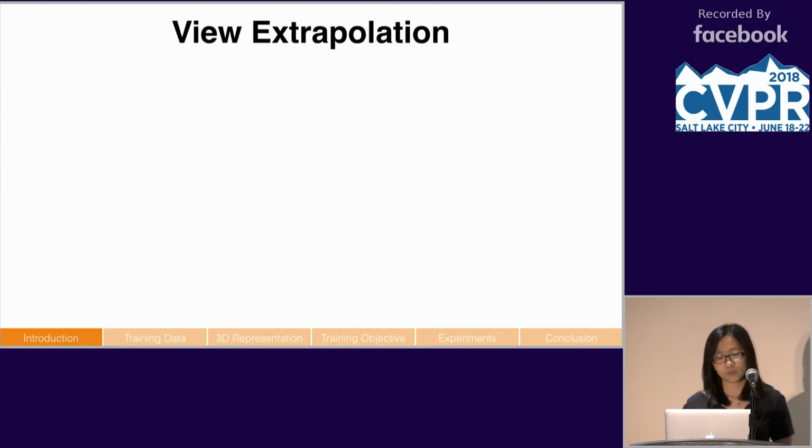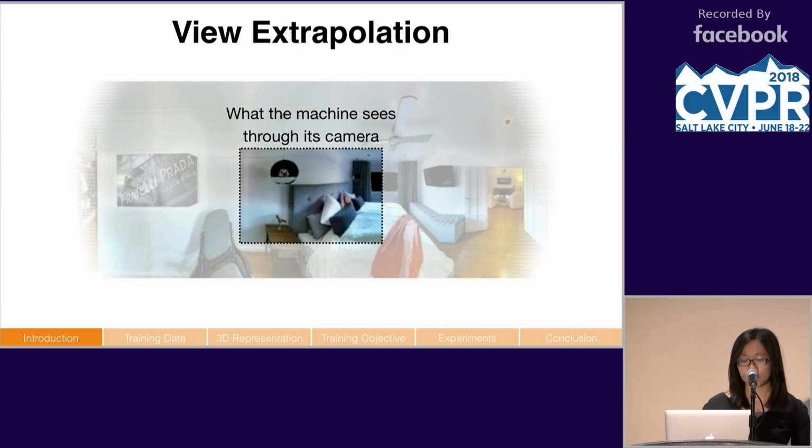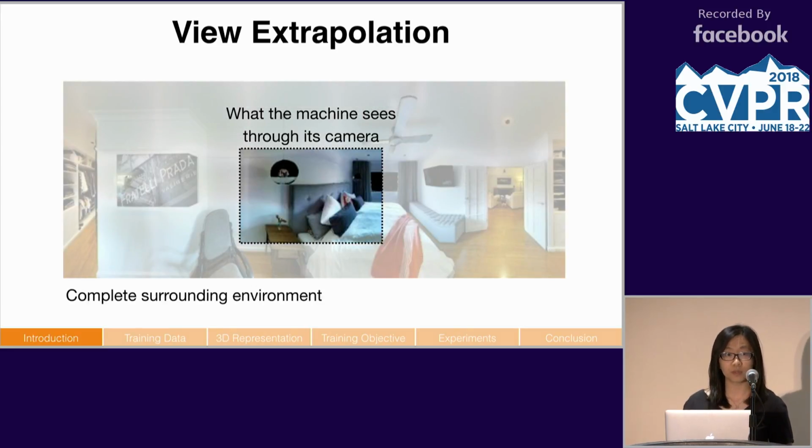So in order to explore this idea, we studied the problem of view extrapolation, where the goal is to not only enable machines to understand what they see through their camera, but also to infer the complete surrounding environment beyond the camera's field of view.